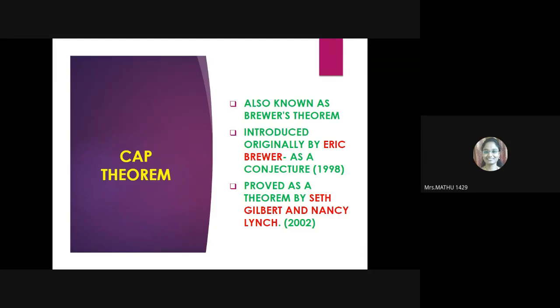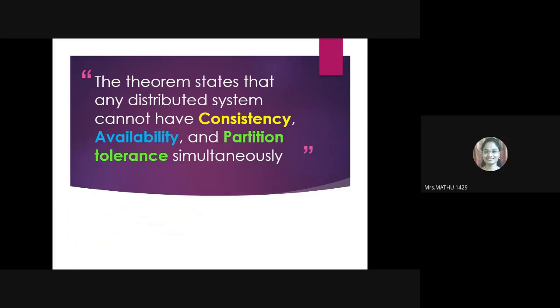Now the three letters of the theorem CAP stand for consistency, availability, and partition tolerance. Okay, consistency, availability, and partition tolerance. What the theorem states is that any distributed system cannot have consistency, availability, and partition tolerance simultaneously. So it is very challenging to design a distributed system with all these three qualities working simultaneously.